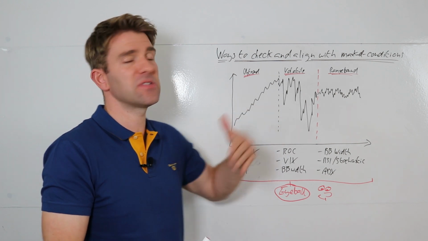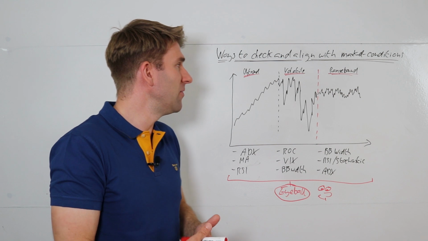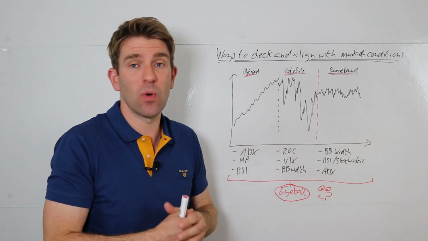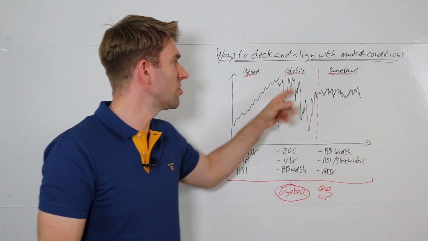If you're saying, okay, I want X% away from my 50 period moving average, you know it's going to be an uptrend. If you say, okay, I want less than X% away from the 50 period moving average, you're probably going to get a range-bound market. You might pick up some volatile stocks, but you get the idea.